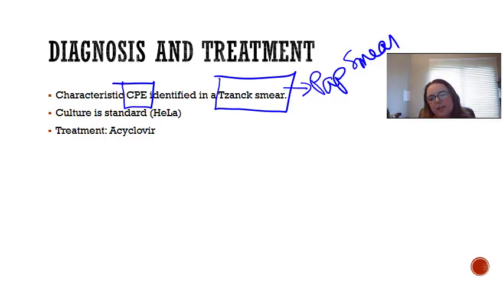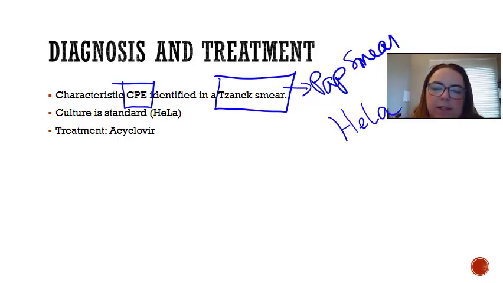A definitive diagnosis can be made by PCR, but viral isolation is still your gold standard. And it's great because this virus grows really well in HeLa cells. So we can grow them out easily and be able to see it.